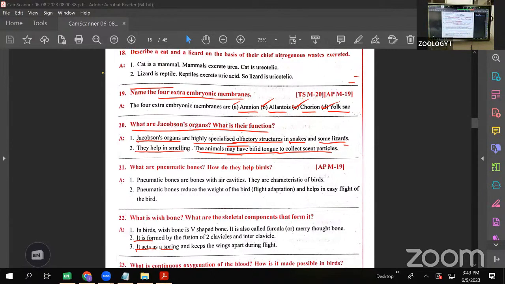Jacobson's organs are highly specialized olfactory structures that detect smell. They are present in snakes and lizards, and they are helpful for smelling. The animals have a bifid tongue for collecting scent particles. Next one is the pneumatic bones.